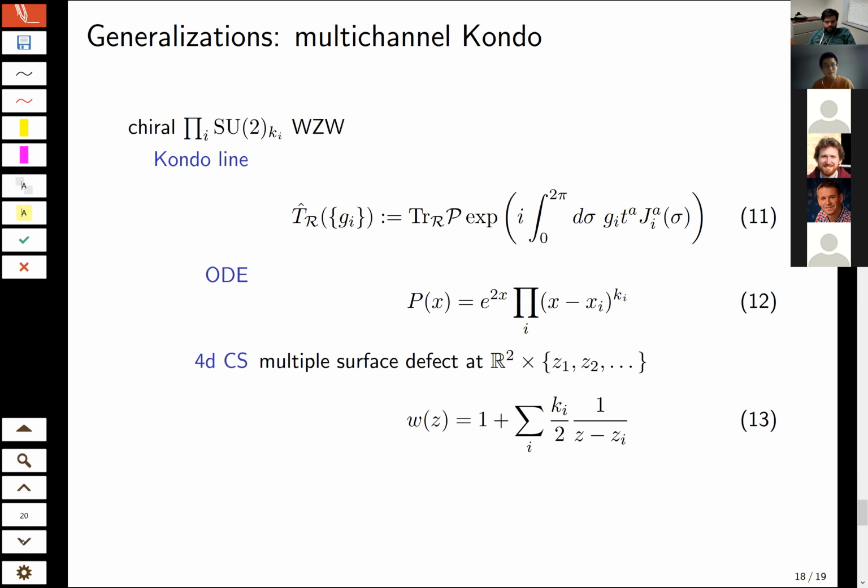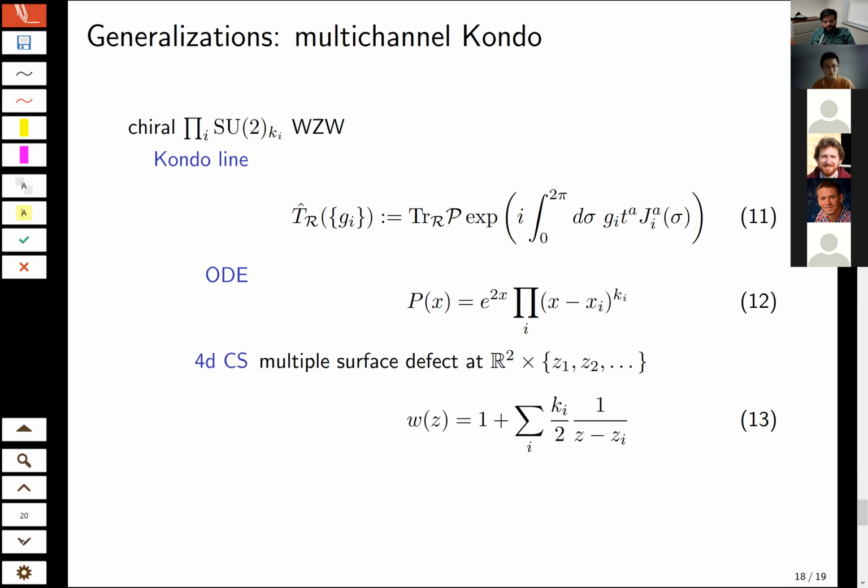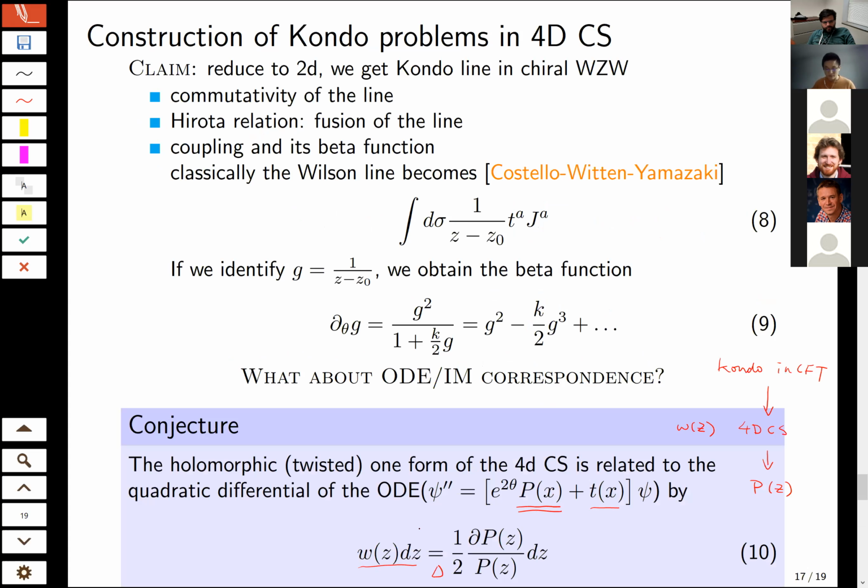So before I conclude, let me give you one of the first simple generalizations you can do, also as a way to refresh what I talked about. So on the Kondo side, if we are instead considering a product of SU2s, the Kondo defect is basically you have a current and you have a coupling for each SU2 factor. The corresponding ODE is also very simple to write down by using this conjecture here.